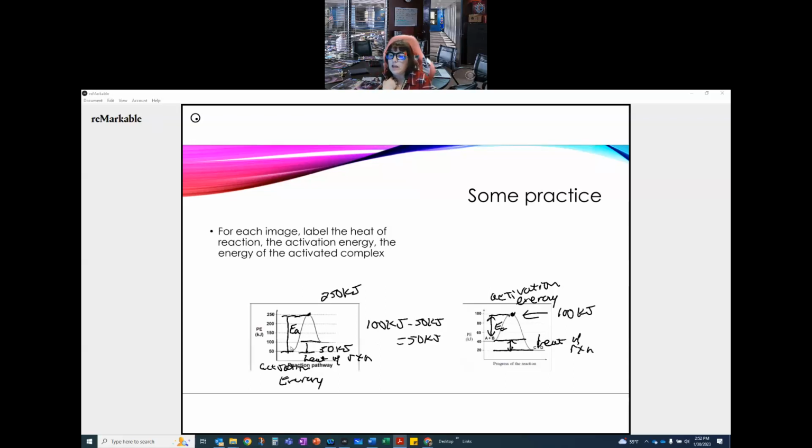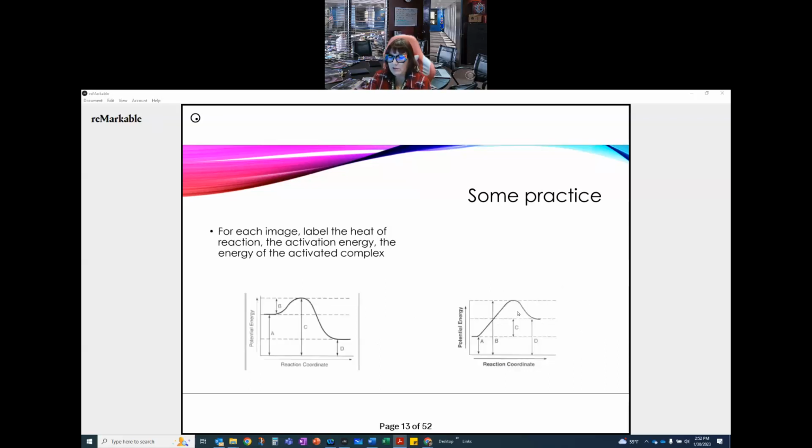So those are things that I might ask you to label here, or I might have something that has some arrows drawn on it and say, okay, which one of these arrows is the heat of the reaction? Which one of these arrows is the activation energy? Which one of these spots is the energy of the activated complex? Okay, and of course the energy of the activated complex is actually from here all the way down. So that's important. It's not an energy difference. It is an actual absolute measure of energy. Okay? So that's some of the practice that we can look at there.